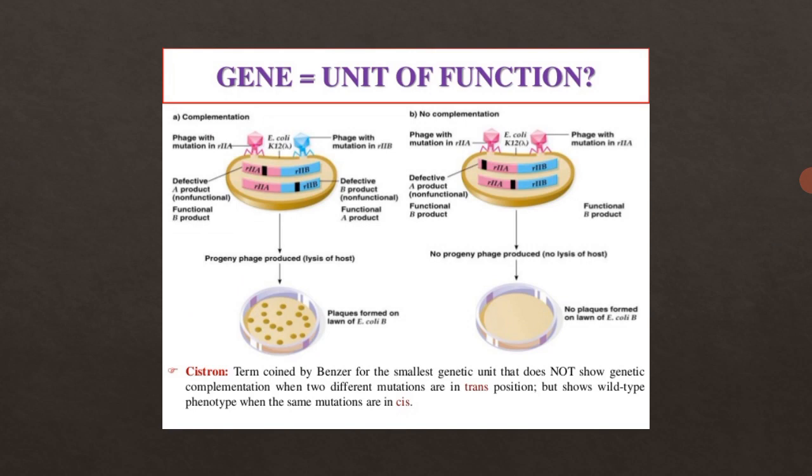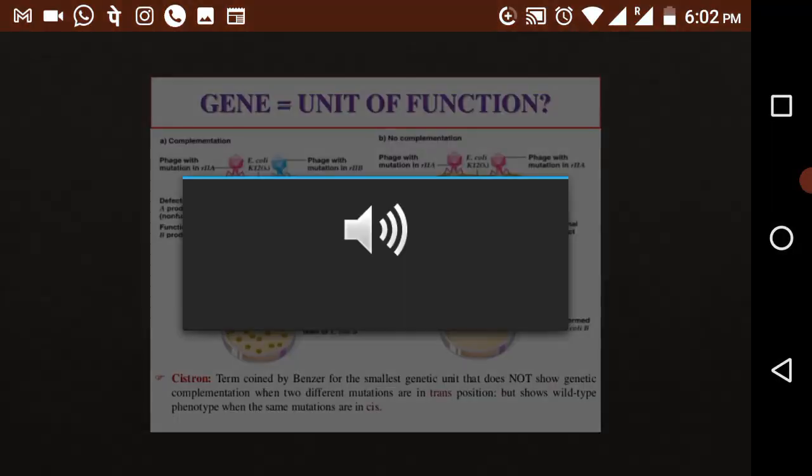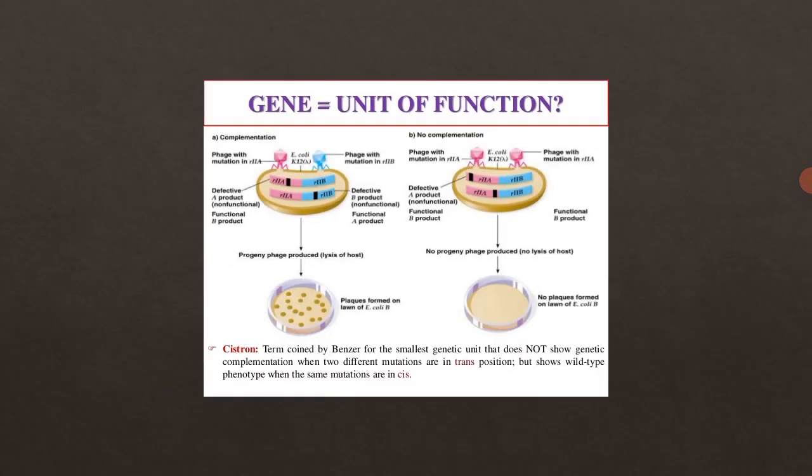There will be a defective A product which will be non-functional, and there will be only a functional B product in both the cells, in both the phages, right? Therefore the progeny phage will not be produced, because there is no different cell to which it can bind and produce the progeny. The same gene cannot complement each other.